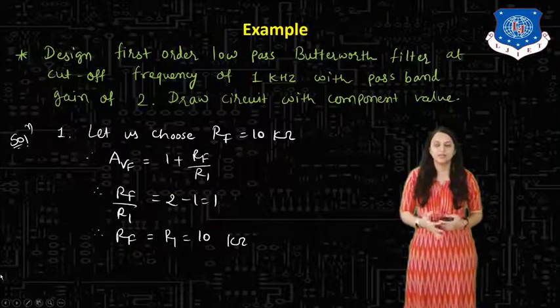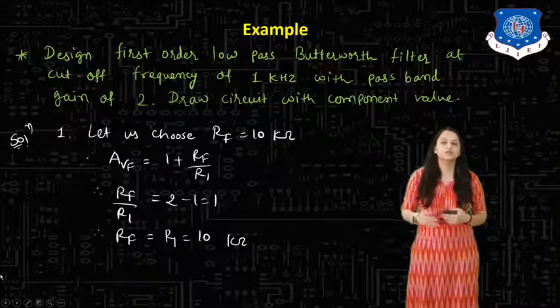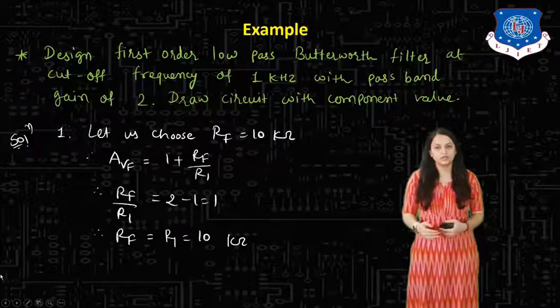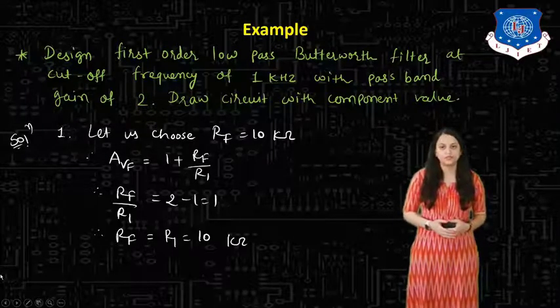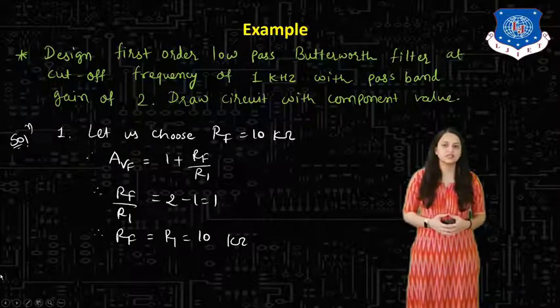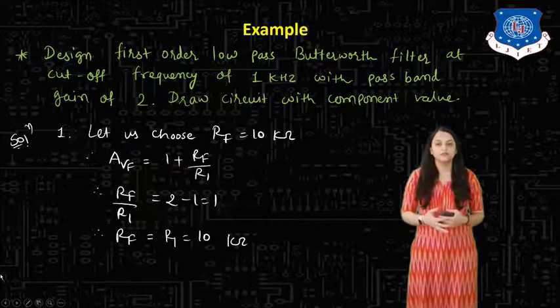Now let us see one example for this. Here it is asked to design a first order low pass Butterworth filter at cutoff frequency of 1 kHz with pass band gain of 2. So here the pass band gain is given as 2. It is also asked to draw the circuit with component values.